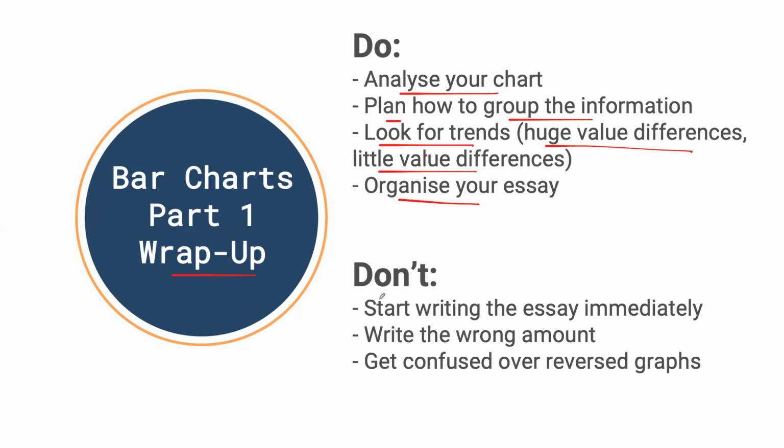For things you don't want to do, definitely don't start writing the essay immediately. You want to take that time to plan and really analyze your graph. If you don't do that, you're not going to know what to write. So don't write the wrong amount. You want to stick to 150 words minimum. Don't go too far over that. You see how our highest today was around 190. That's about as far as you want to go.